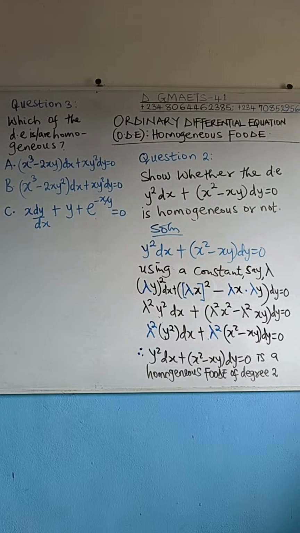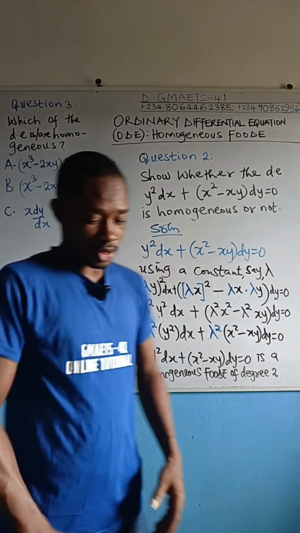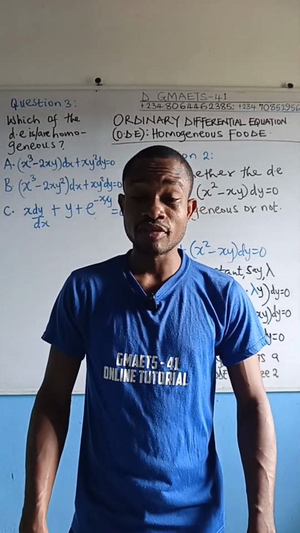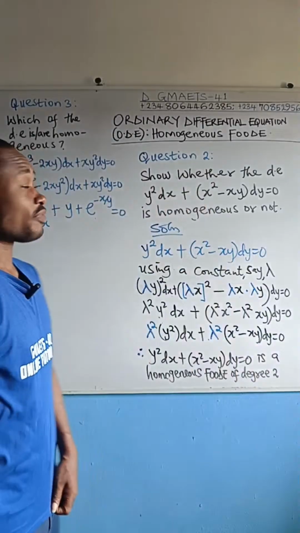Indicating whether option B, x cubed minus 2xy squared in bracket dx plus xy squared dy equal to 0, is it homogeneous or not? That's good. So it is homogeneous. It is homogeneous of degree 3. And you can see that for yourself.